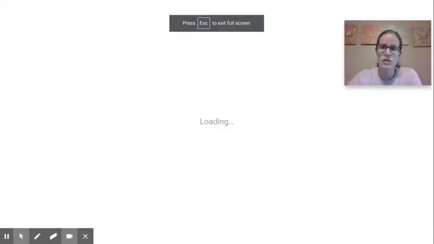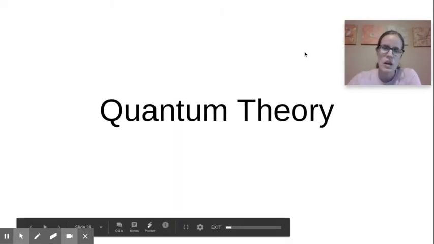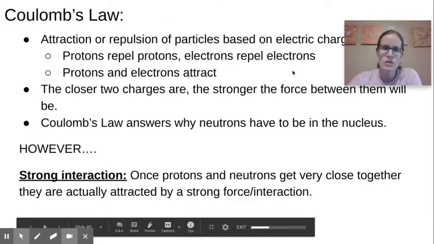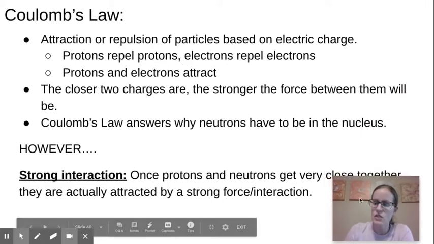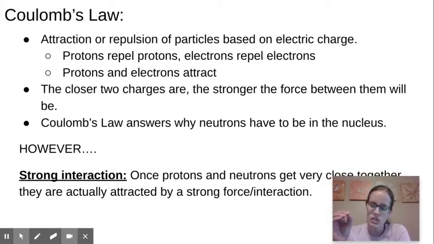Today we're going to talk about the basics of quantum theory. Before we do that, I want to go through two laws. I want to talk about Coulomb's law first. Coulomb's law says that when you get particles together, their attraction to each other or their repulsion from each other depends on their charge, and it also depends on how close they are to each other.